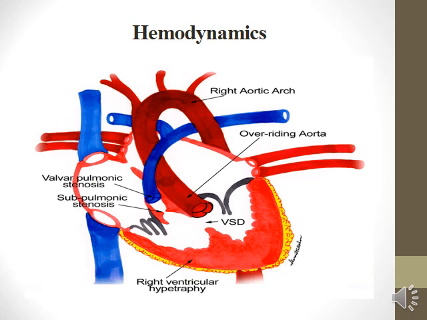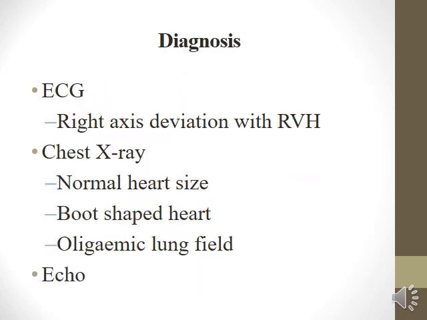Hemodynamics: there is right ventricular hypertrophy and a VSD. Also, there is pulmonary stenosis, maybe valvular, maybe subpulmonary stenosis, and blood goes into the pulmonary artery. And also there is an overriding aorta. Diagnosis: on ECG, there is right axis deviation with right ventricular hypertrophy. On chest X-ray, initially heart size is normal, it gradually becomes boot-shaped, and the X-ray also shows oligemic lung fields.